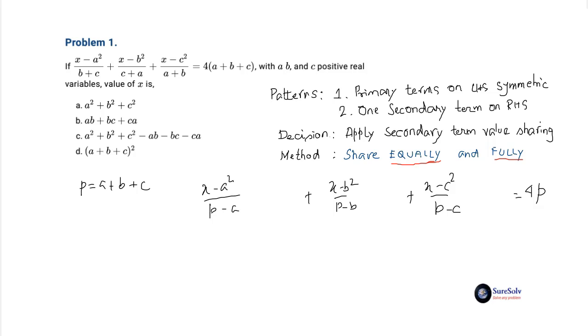At the first step of sharing, we assign one number of minus p to each of the terms: minus p, minus p, and minus p. So the 4 is erased, only one p remains. Now how to share this p now? Now is the time to expand p to its original form of a plus b plus c.